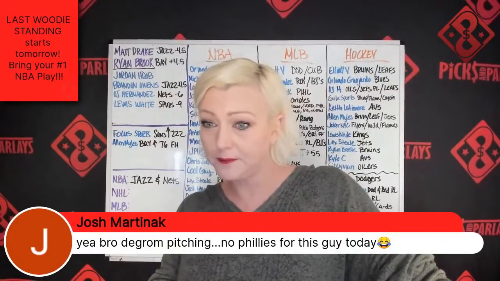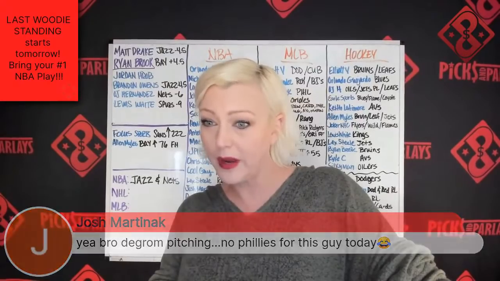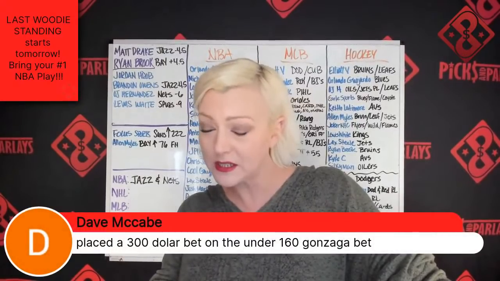Dodgers are clicking now. We placed a $300 bet on the under, Gonzaga under 160. So it's climbing because it was 159.5.